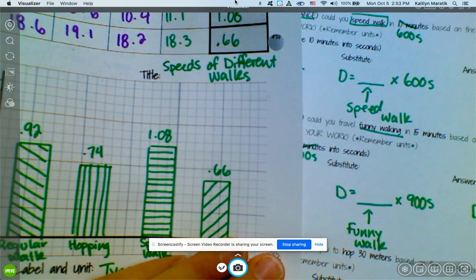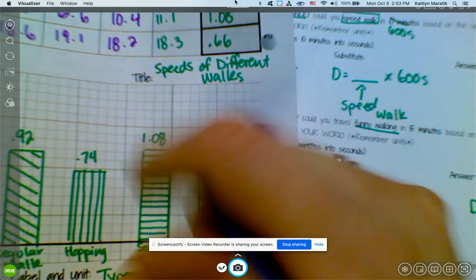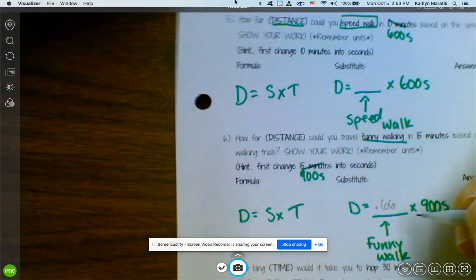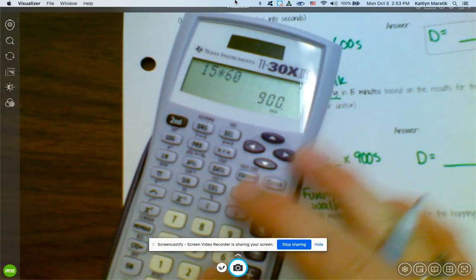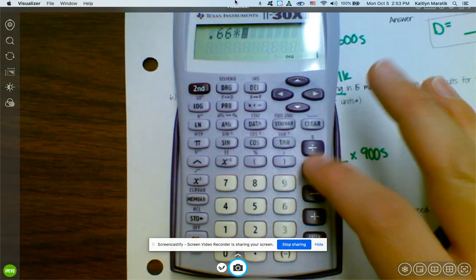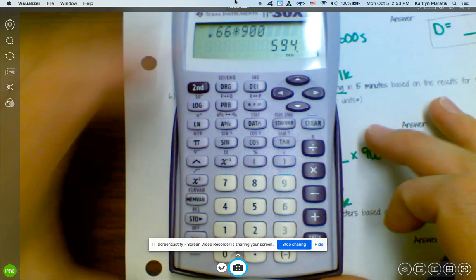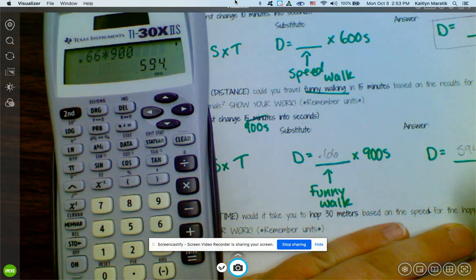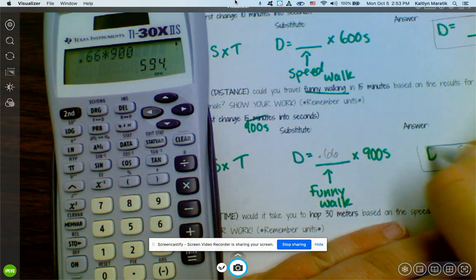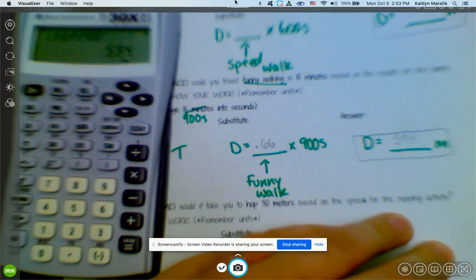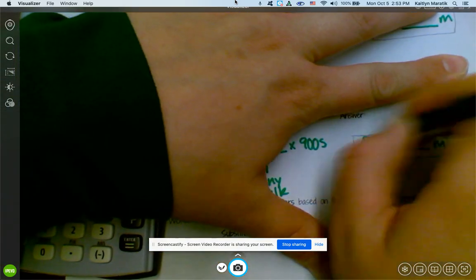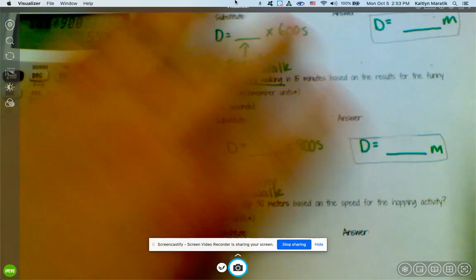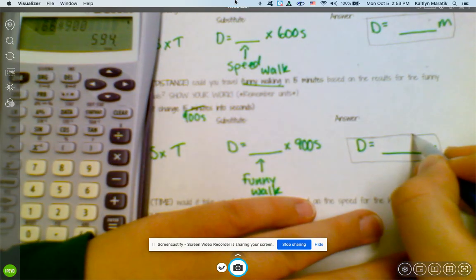So for Miss Morodic, mine would look like I'm putting in this 0.66. And when I do 0.66 times 900, I could make it 594 meters. And then I'm going to box it in because that's my final answer. Now, that's not what you guys are going to do, so I'll erase that out so it's not confusing, because you're going to put your own data in there.